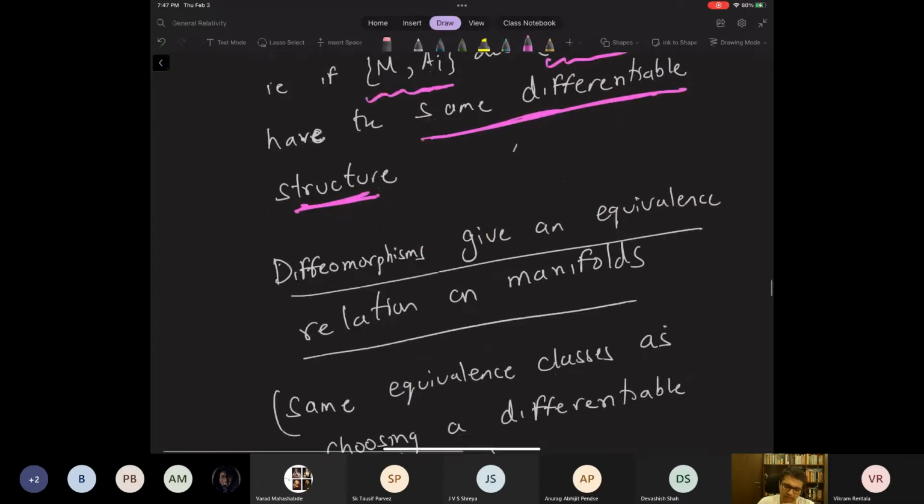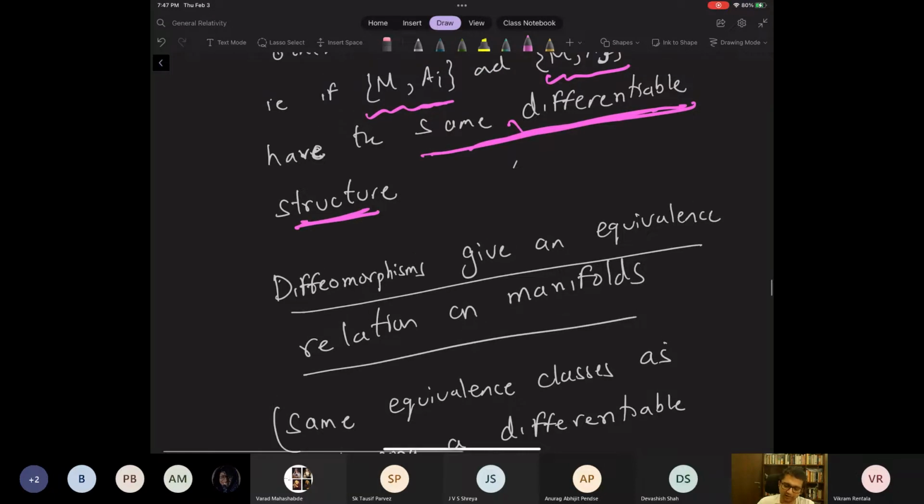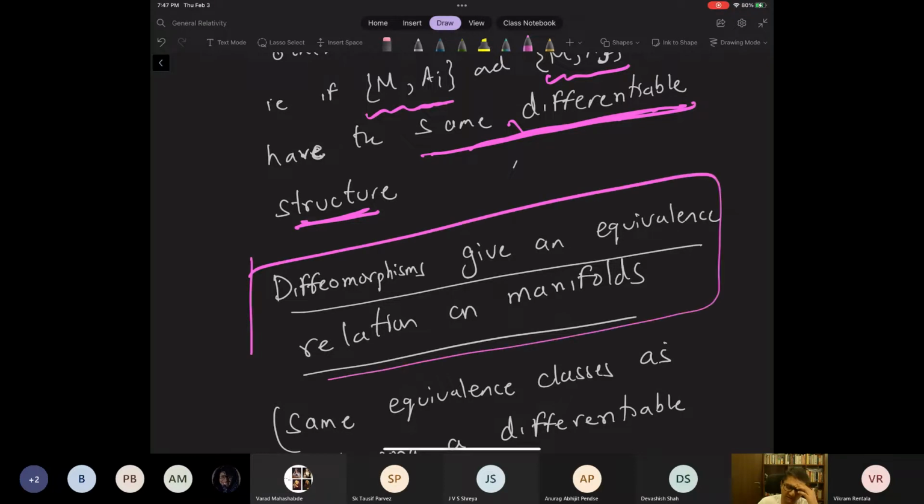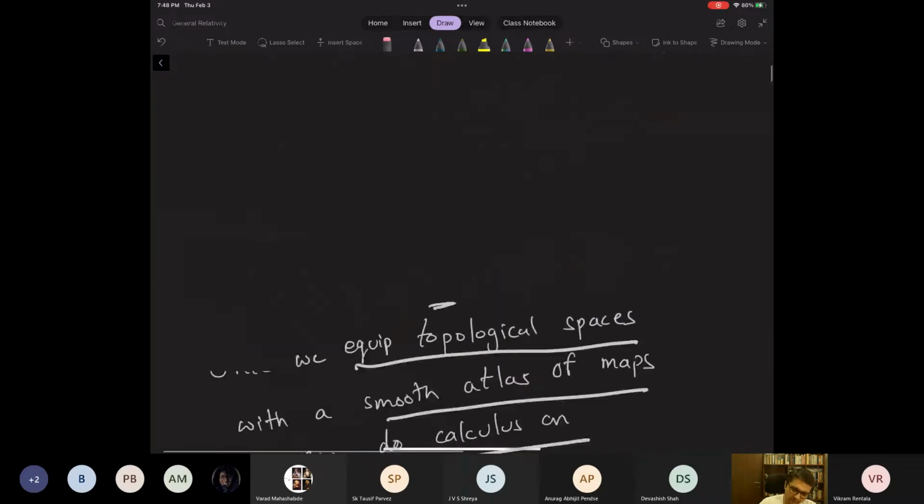So all these manifolds, if they're in the same class of having the same differentiable structure, are also diffeomorphic to each other. And diffeomorphisms therefore give you an equivalence relation on manifolds, which is the same as the notion of differentiable structure.